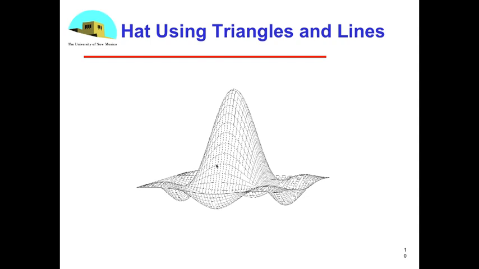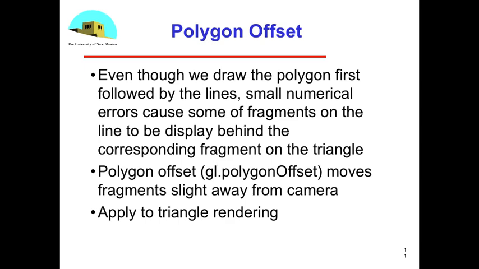So OpenGL, and this got carried into WebGL, has a very nice way of getting around that, which is called polygon offset. This makes the point that even though we drew the filled polygons first, these little numerical errors cause problems. Okay, so polygon offset, what it does, it can be applied to lines, it could be applied to points, it could be applied to polygons.